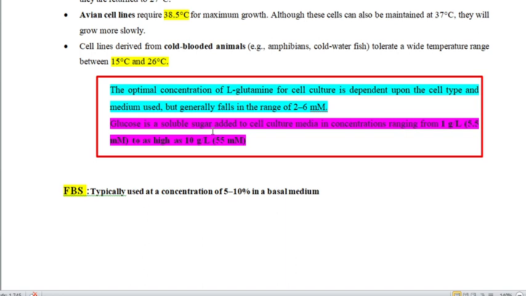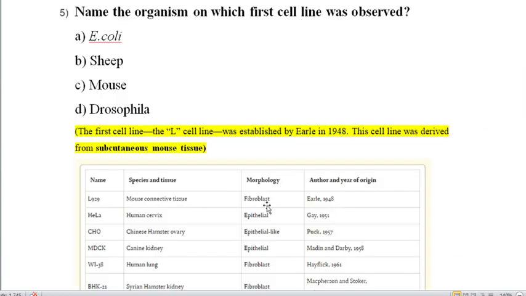It depends upon the cell type, what type of cell you are culturing and what type of medium you are going to prefer. The optimal concentration of glucose ranges from 2 to 6 millimolar. Glucose is a soluble sugar that will be added to cell culture media, supplying the energy source. The lowest concentration of glucose is 1 gram per liter, which is 5.5 millimolar, and the highest concentration is 10 grams per liter, which is 55 millimolar. And fetal bovine serum is generally added to the media at a concentration of 5 to 10%.